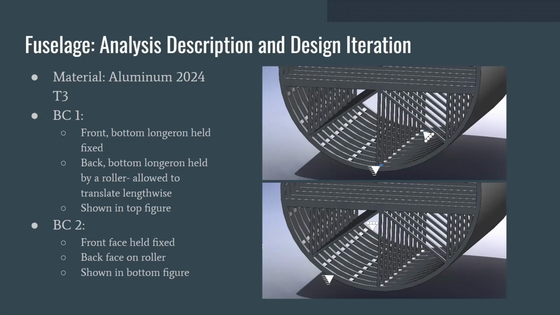The first set of boundary conditions held the lowest front longitudinal structure fixed, as if it were connected to the front landing gear, while the lowest back longitudinal support structure was held with rollers in the X and Y direction, allowing the fuselage to translate only in the Z direction or along its length. In the second set, the front face of the fuselage was held fixed while the back was put on rollers, allowing the fuselage to translate in the X and Y plane, but not in the Z direction.